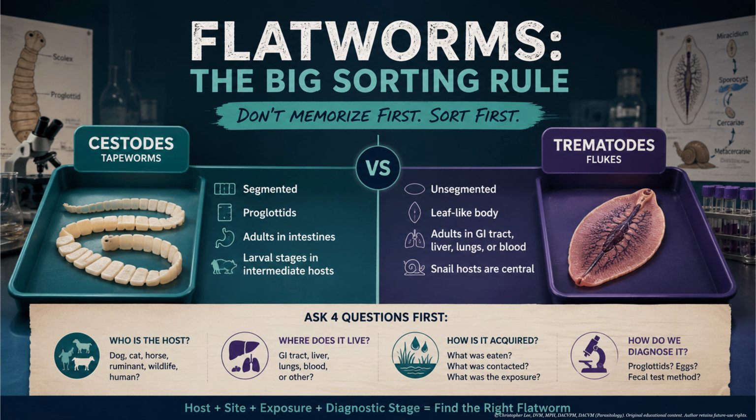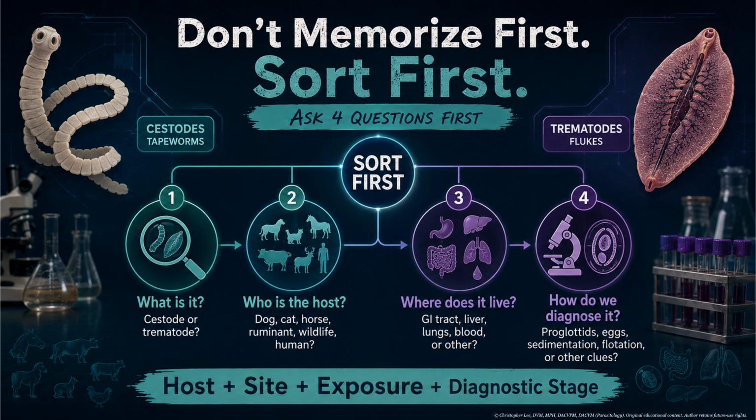Flatworms can feel difficult because every name arrives with a host, an organ, a life cycle, an exposure, and a diagnostic stage. The key is to look for patterns. So do not always start with the species name. Find the correct shelf first. Species comes later. Parasitology is still not painless, but it does make it considerably less rude. Start with one split, cestode or trematode.